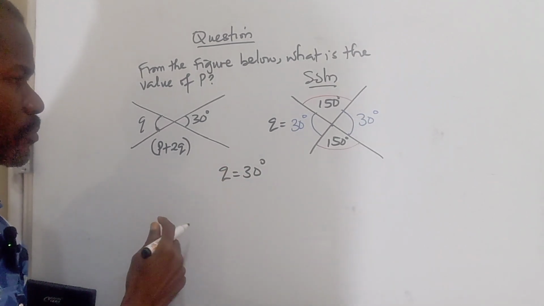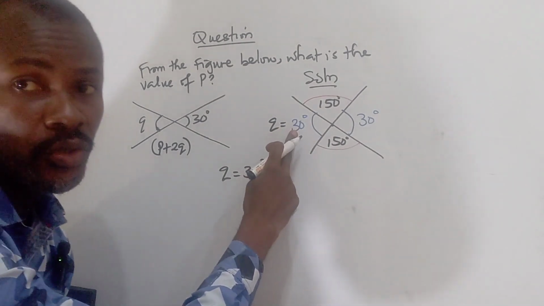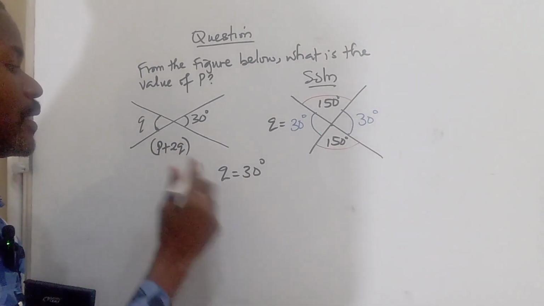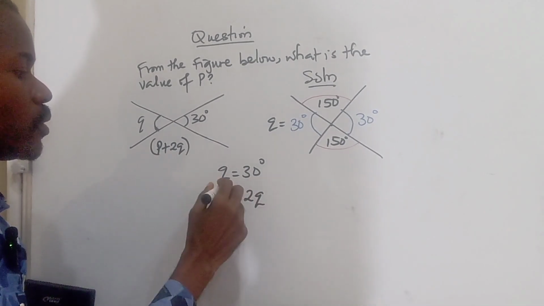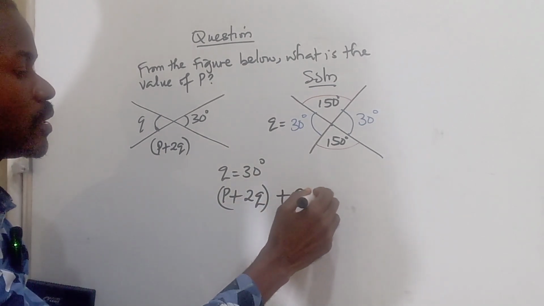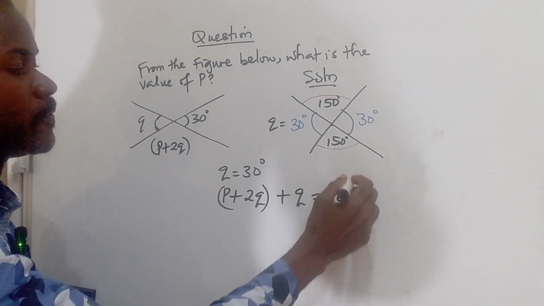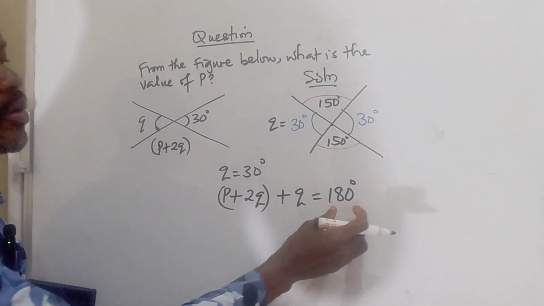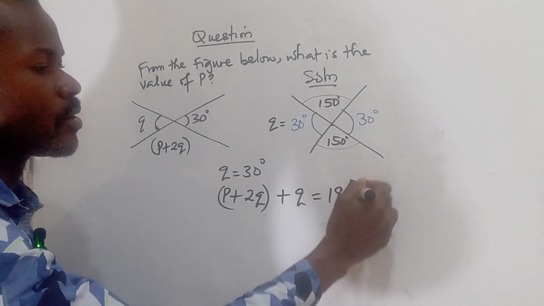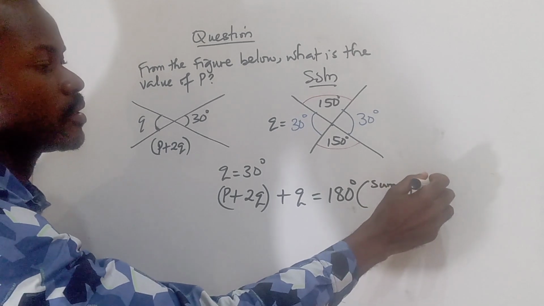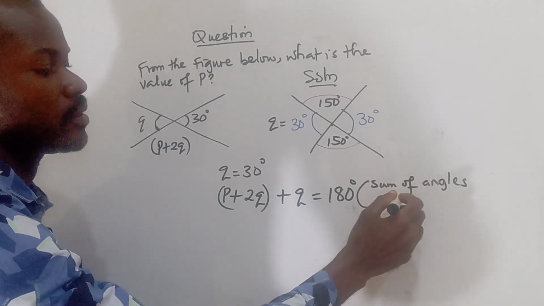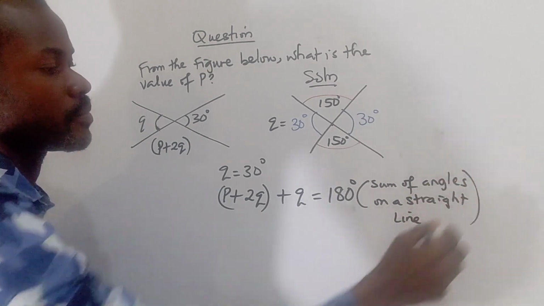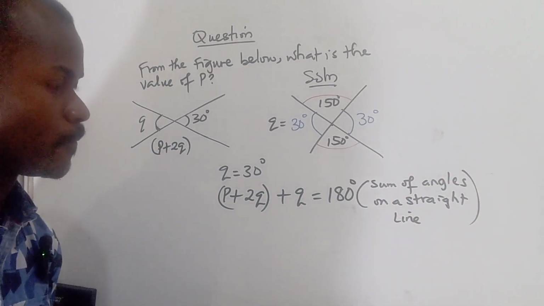Now, the sum of this plus this is 180 degrees. And remember, all this represents this, so I can say P plus 2Q plus Q is equal to 180 degrees. Because this plus this is 180, so this plus this is also 180. Now I can also call this the sum of angles on a straight line. So that is also the theorem we can use to express that.